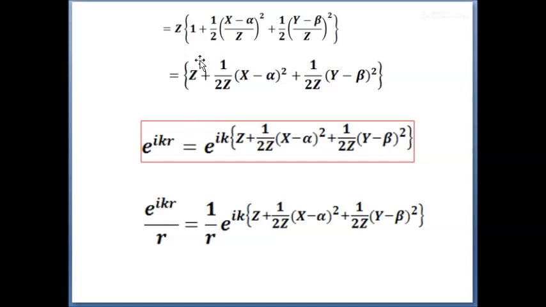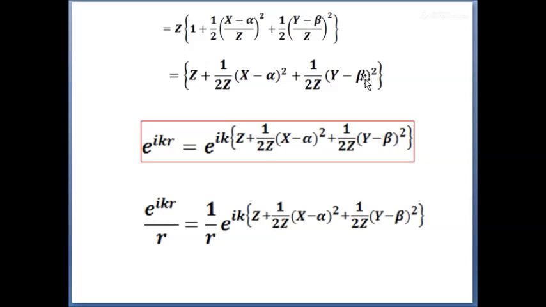So from this equation, if you just take this z outside, z will come out, and multiply this z with z square. So the term will be z plus 1 by twice z (x minus alpha) whole square plus 1 by twice z (y minus beta) whole square.